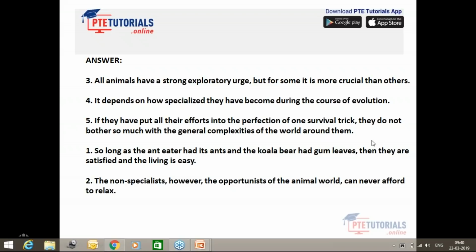Now, in number 1, you are giving, the moment you are done, you are satisfied, or you have gotten each and every materialistic or any other things, then you are satisfied. But the non-specialists, however, the opportunists of the animal world, can never afford to relax, just like we human beings.